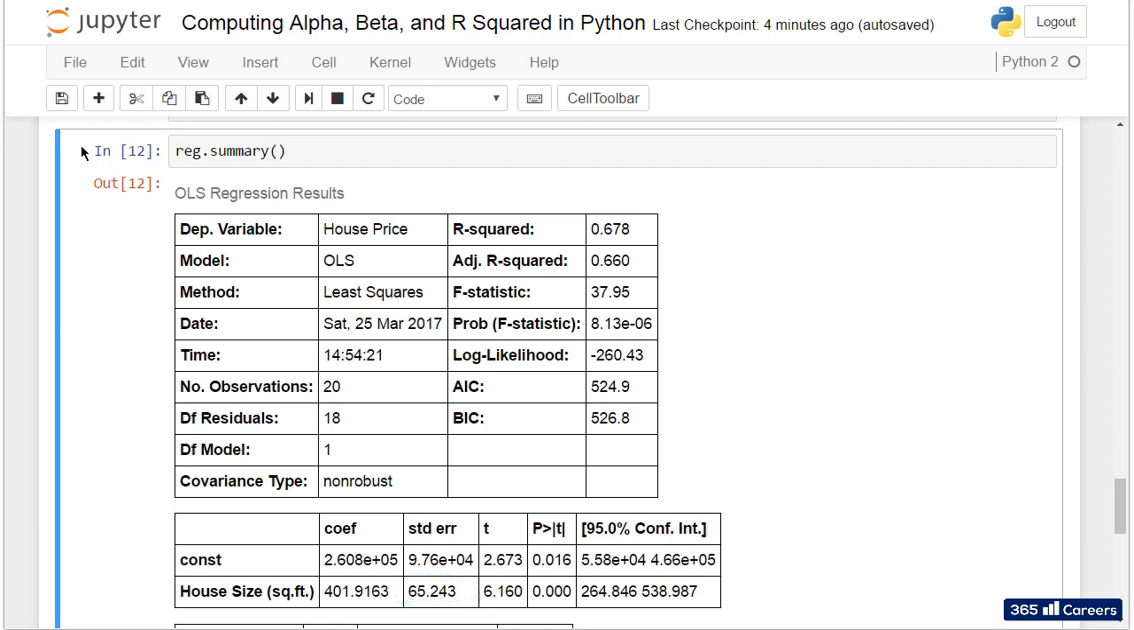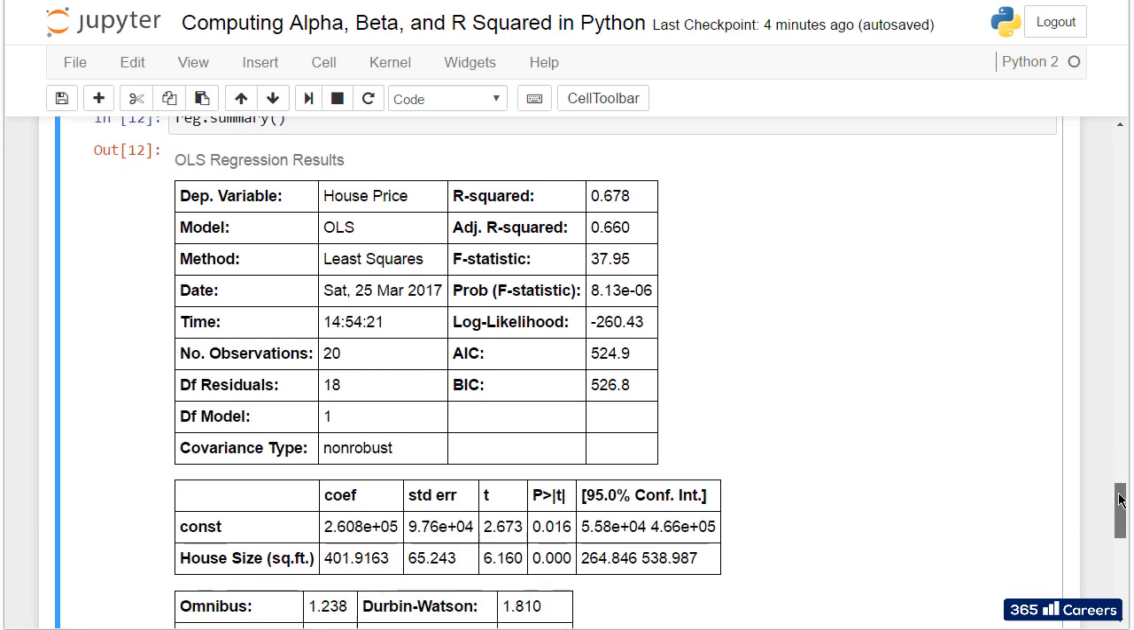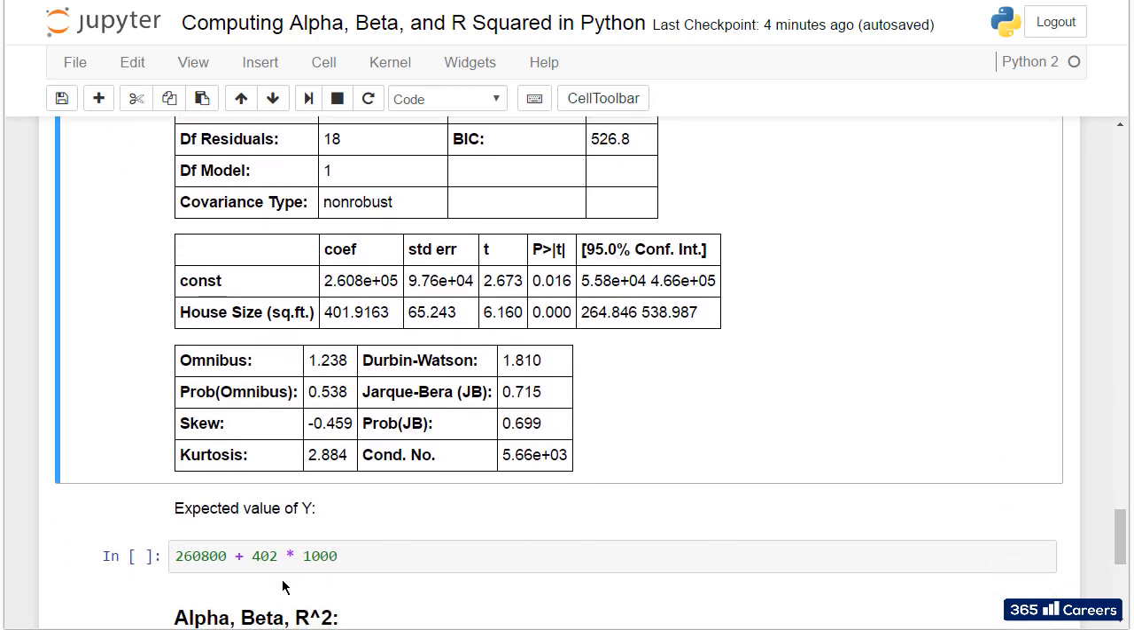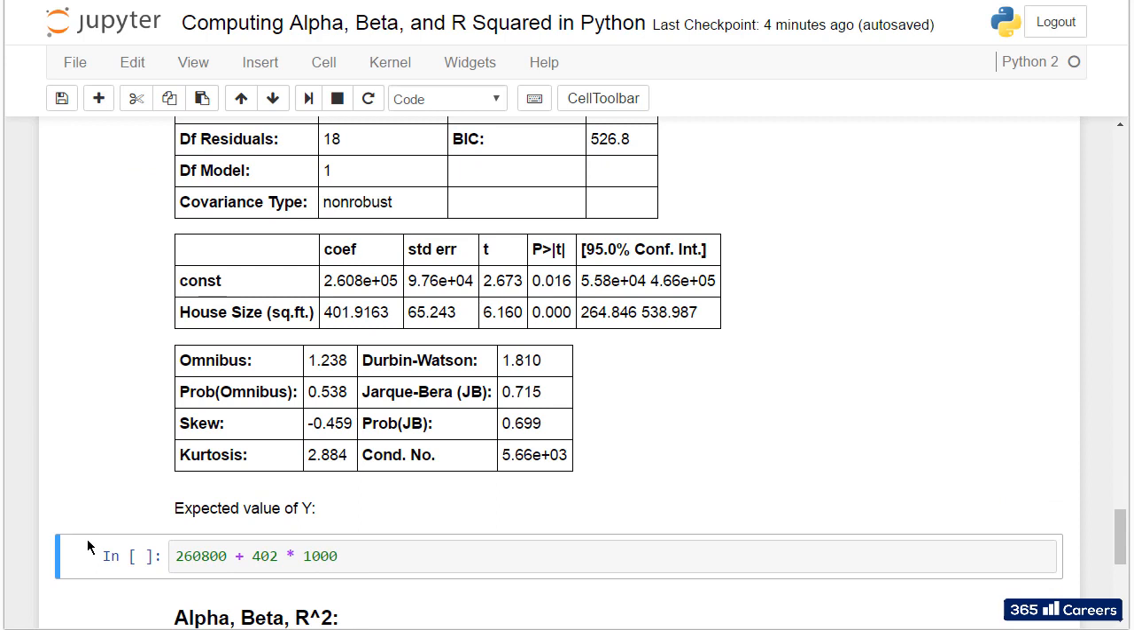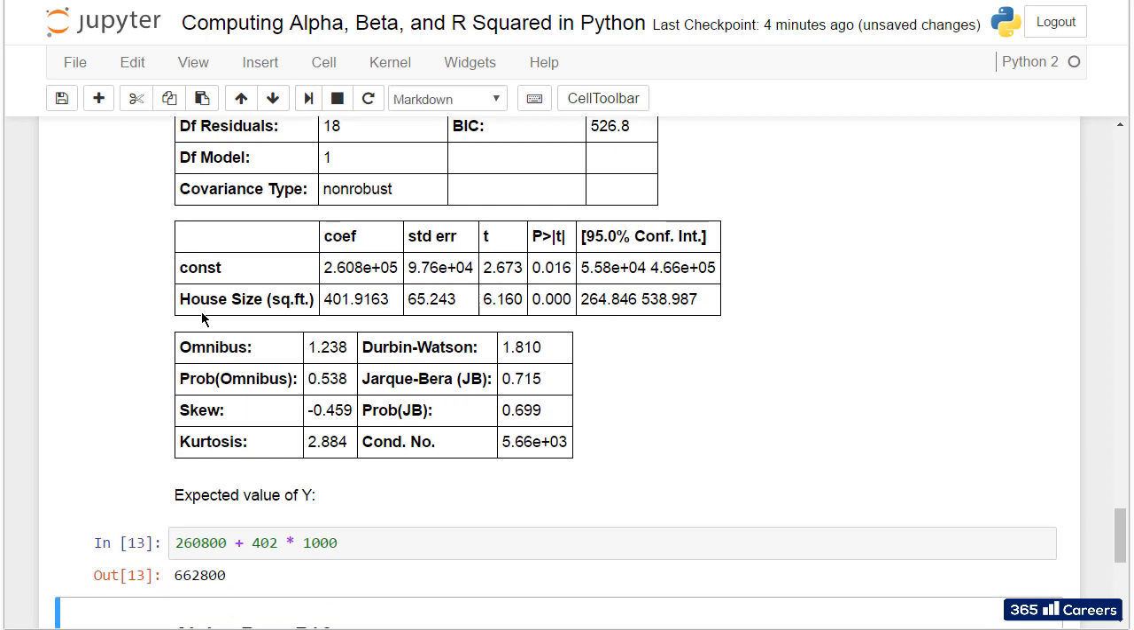Let's see if this logic is correct. Per our regression output, which relies on the classical OLS regression equation, we can expect a house with a size of 1,000 square feet to equal alpha, which is $260,800, plus beta, which is equal to $402 times 1,000. The output of the equation as constructed is given by $662,800.